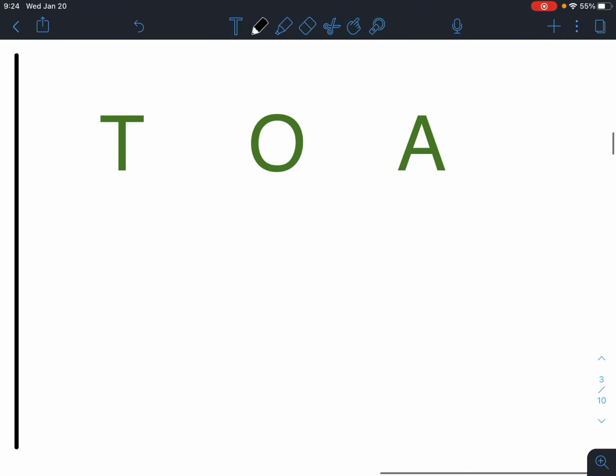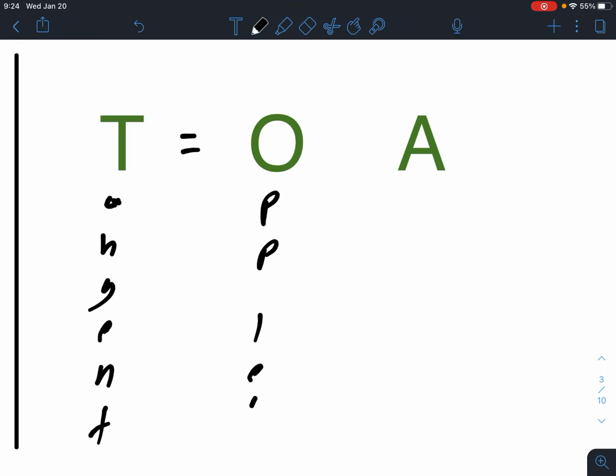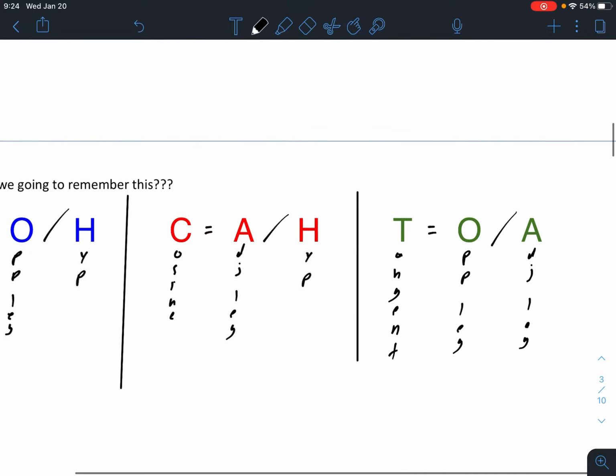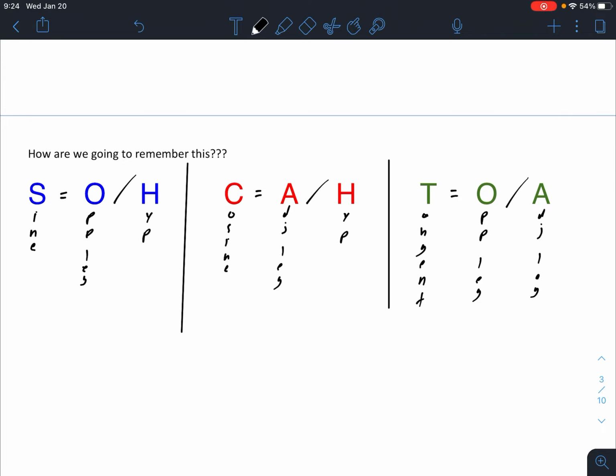And then TOA, the tangent of an angle is equal to the opposite leg divided by the adjacent leg. And that's where TOA comes from. So, if we remember SOHCAHTOA, we remember the three trig ratios that we need.